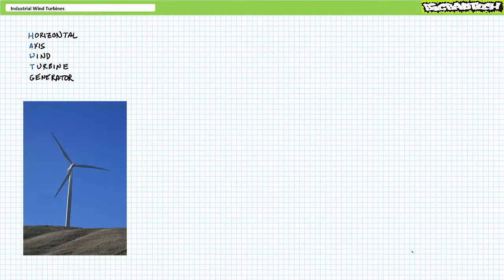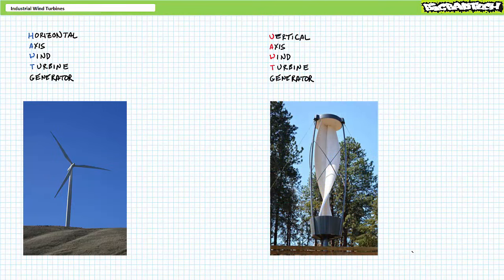Modern industrial wind turbines are known as horizontal axis wind turbine generators, abbreviated as HAWT, where the generator is located at the top of the tower and the axis of rotation turns horizontally. This is in contrast to a vertical axis wind turbine generator, or VAWT, where the generator is located at the bottom and the axis of rotation turns vertically. A vertical axis wind turbine can harness wind energy from the wind regardless of the direction the wind blows.